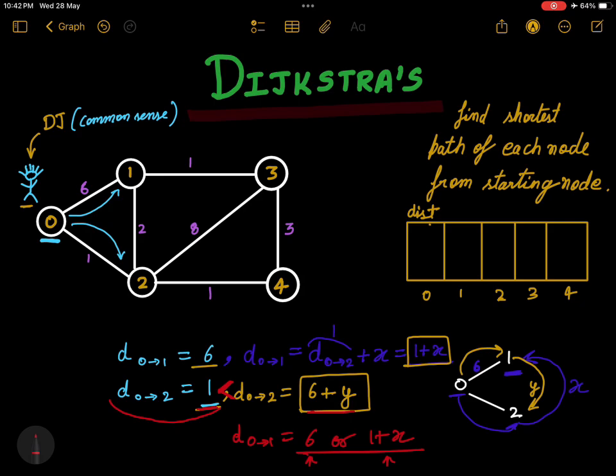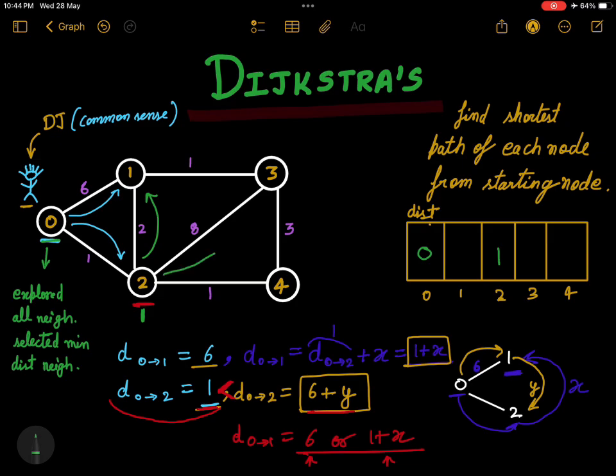So now what will be our next step? We will move to node number 2 and then we will explore again, okay? Let's mark our node number 2 with distance 1 and let me write it down here also. What we are doing is, when we are at node 0, we explored its neighbors and selected the nearest neighboring node for further exploration, okay? First let's mark 0 and node number 2 in our distance vector. Now let's explore from node number 2.